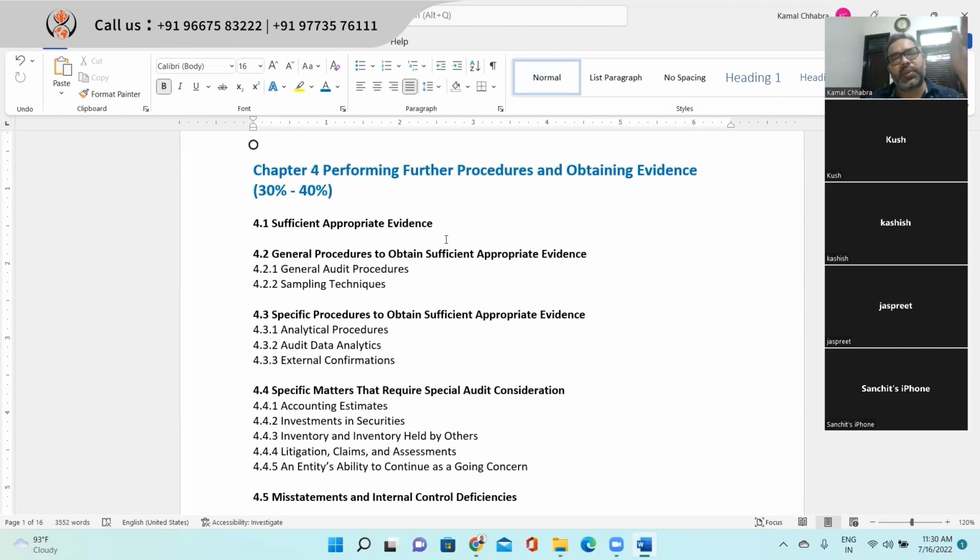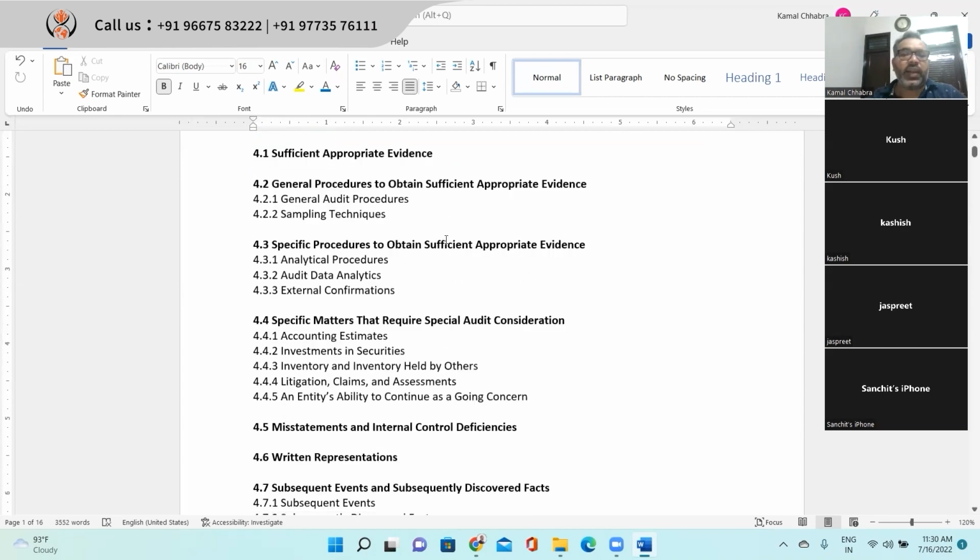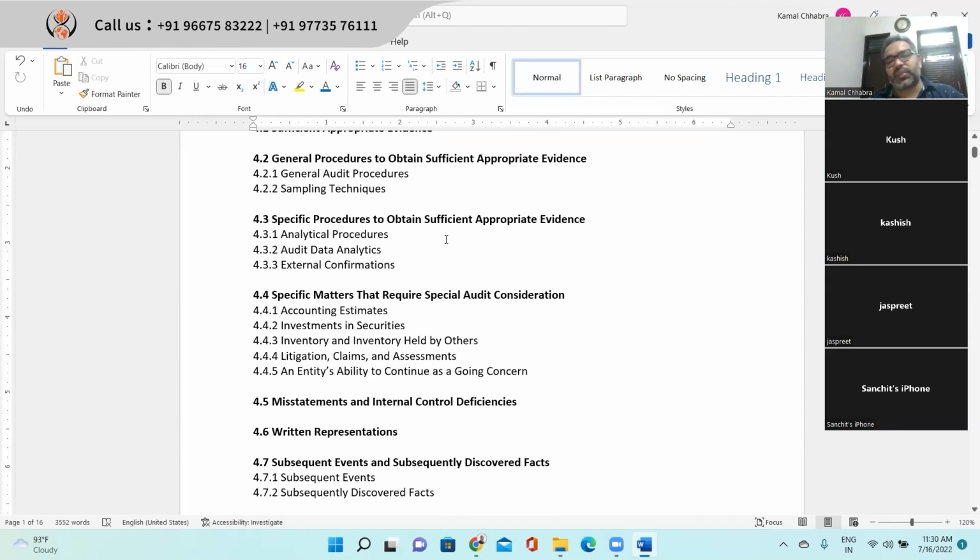And then if you see so far in chapter 4, we have validated all the audit evidence, inquiry procedure, observation procedure, inspection procedure, re-performance, recalculation, right? We have done all the sampling techniques, analytical procedure, data analytics procedure, confirmation procedure, all accounting estimates, special audit areas, investment security, litigation, claims, assessment. So we are done with all, right?